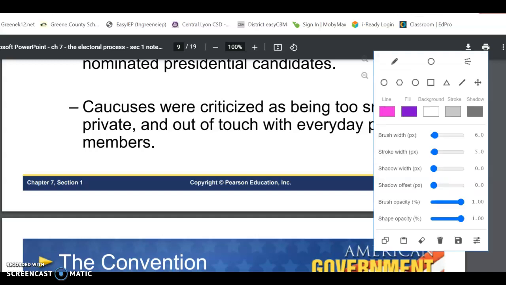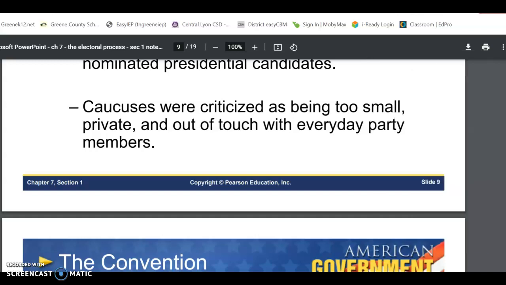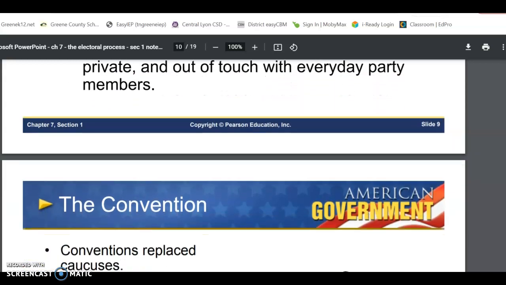So the cons of caucuses: they do still exist today, but their function is a little different. They don't nominate. They're just small groups who support a candidate. They were criticized for being too small, too private, and out of touch with everyday party members. So those are the cons to the caucus.